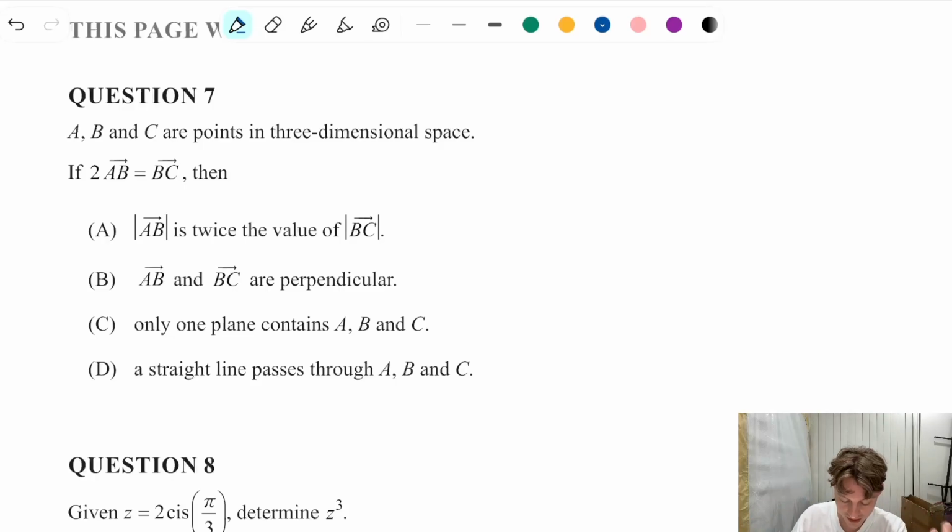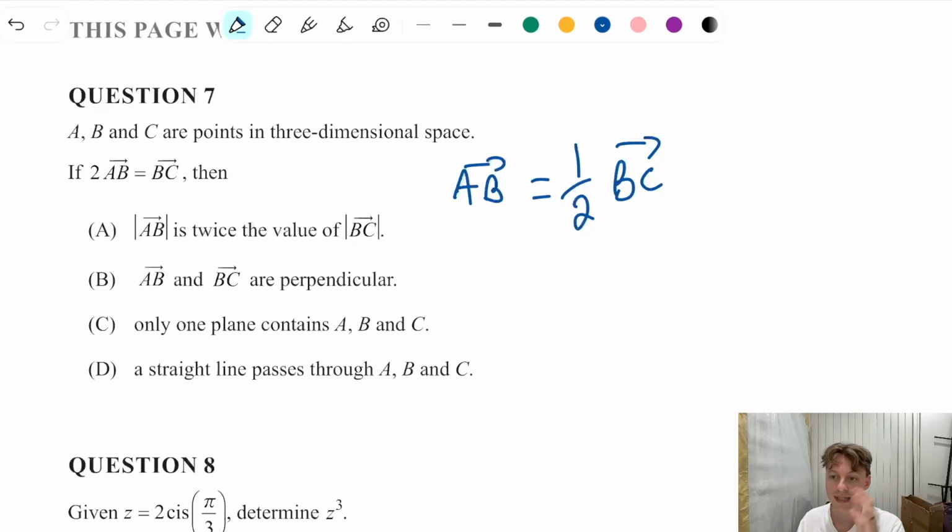In other words, another way to write this is that AB, I can divide both sides by 2, is half the length of BC. If we have a look at it that way, we're scaling it by a half. So that means A actually is not correct. AB is not twice the value of BC. So apologies, I read that out wrong originally as well.